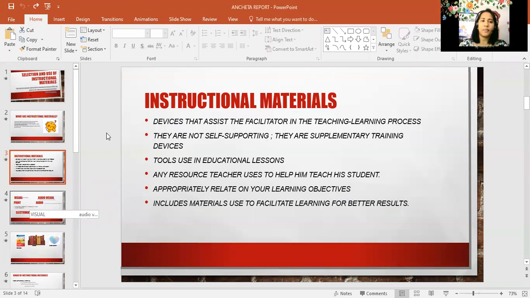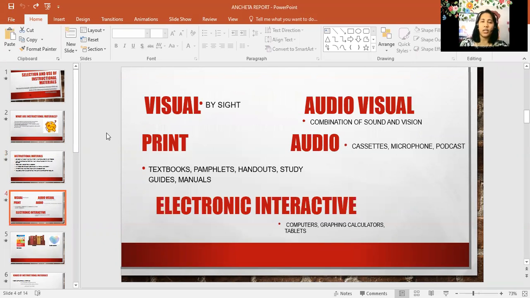Okay, so now let's go to the next slide. We have different types of instructional material. So we have the visual aids. When you say visual, we use sight, for example, some print ads, textbooks, things like that. And secondly is the audiovisual. Audiovisual is the combination of sound and vision.